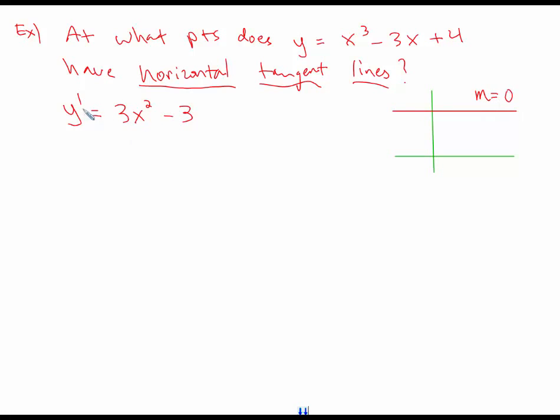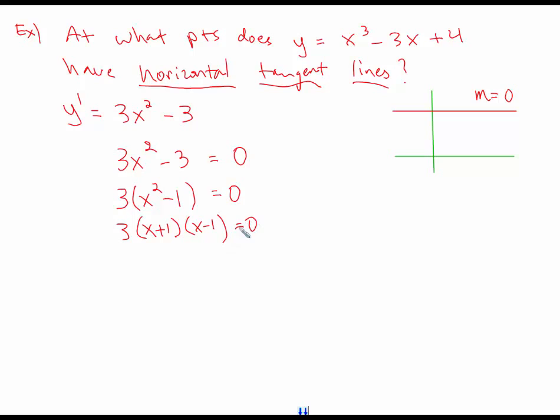Now, since the derivative is the slope formula of a tangent line, we are going to take the slope formula and find out, hey, when is this going to equal 0? What values of x will make this 0? So let's factor out the 3. x squared minus 1 is equal to 0. So we factor: x plus 1, x minus 1. So we get x is equal to 1, x is equal to negative 1. So negative 1 and 1 make this 0.